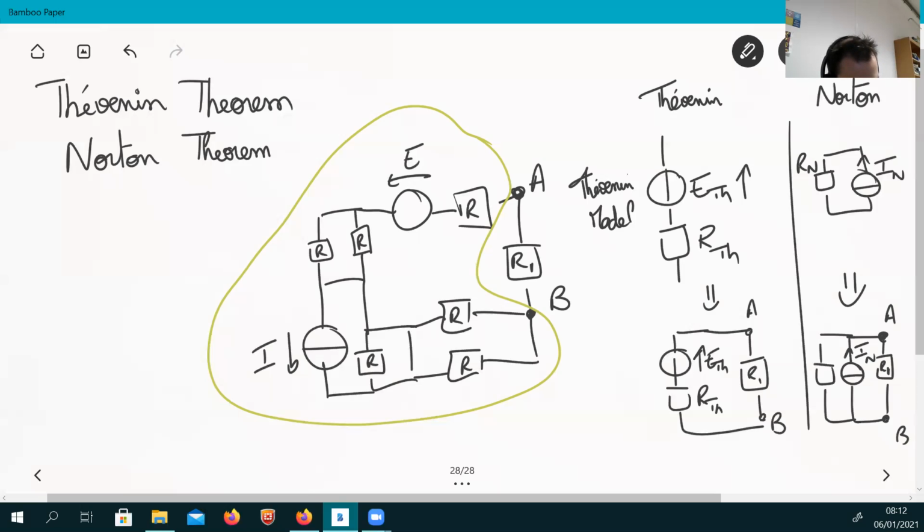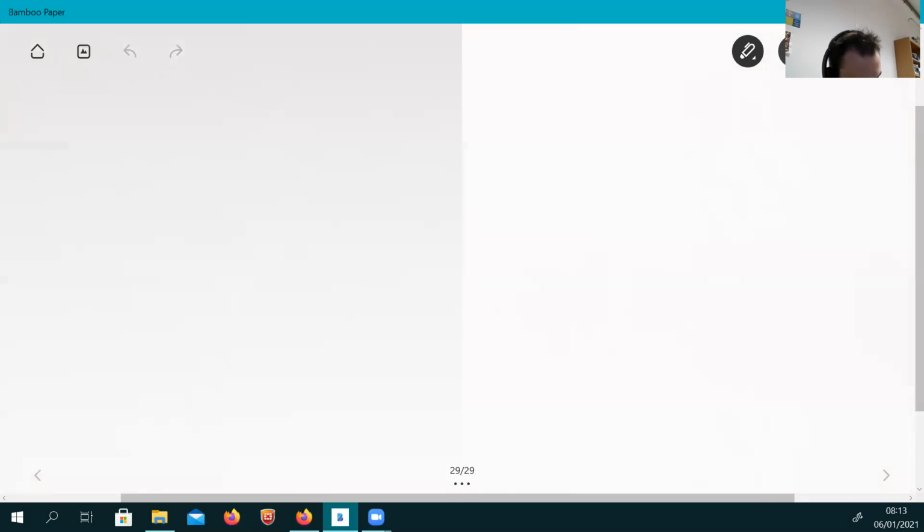Is it okay for the overall concept? Quite simple, and as you can see, it's going to ease your life greatly. So now, how are we going to apply them? I'm going to detail step by step a kind of protocol that you have to apply strictly to not forget any step or sign or something like this. So let's start with Thevenin.